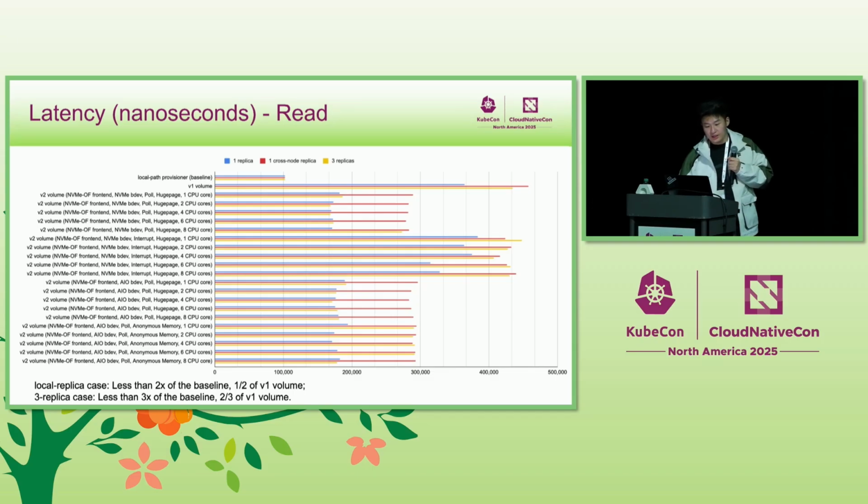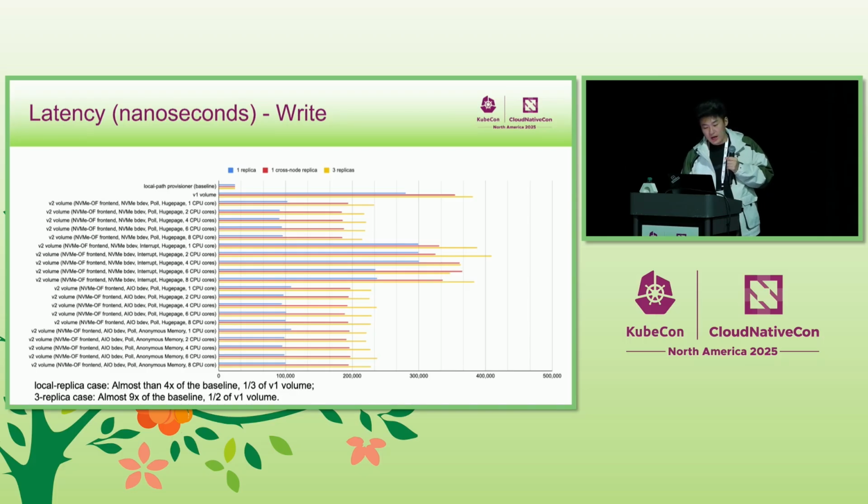Then for the latency, due to the dedicated CPUs, polling mode, and dedicated raw block device handled by SPDK, it can greatly reduce the latency in the whole I/O path. As you can see, for the local replica case, it's just less than 2 times of the baseline from the latency perspective, and half of the V1 volume. For the 3 replica case, things are still similar, 3 times of the baseline, 2/3 of V1 volume. And for the write, same.